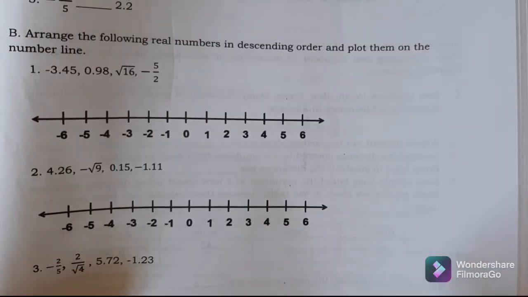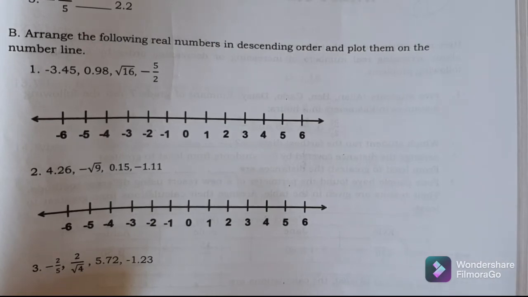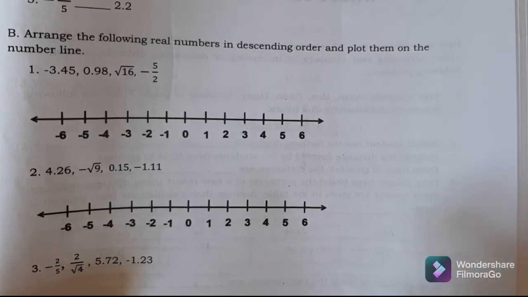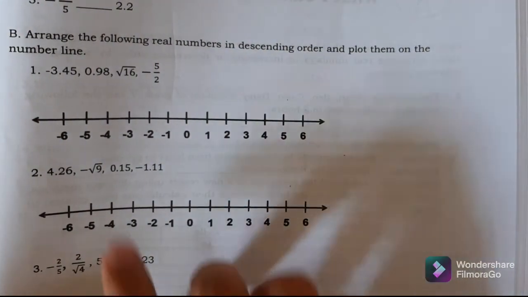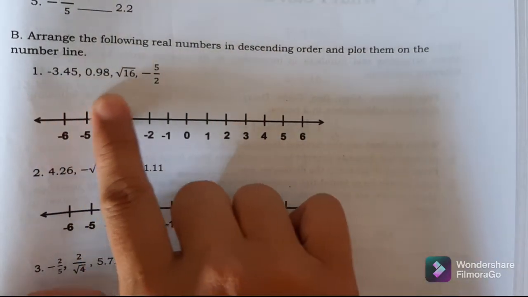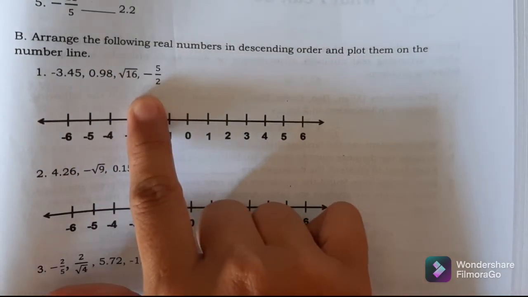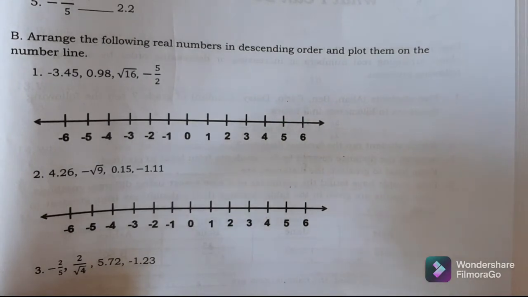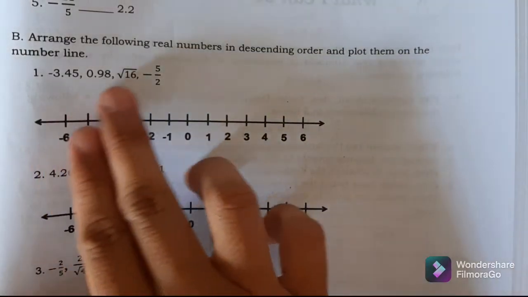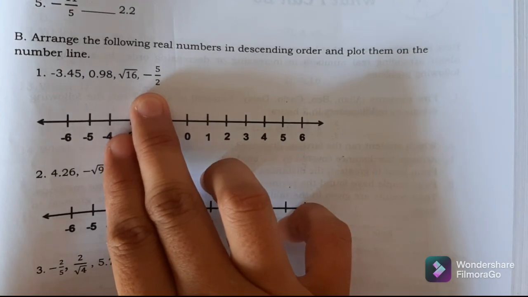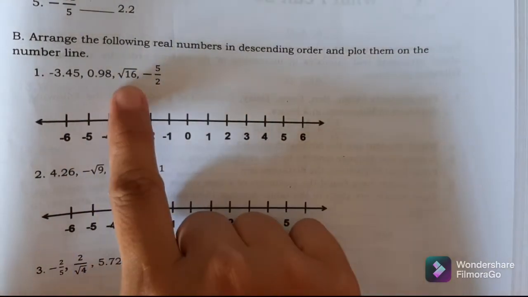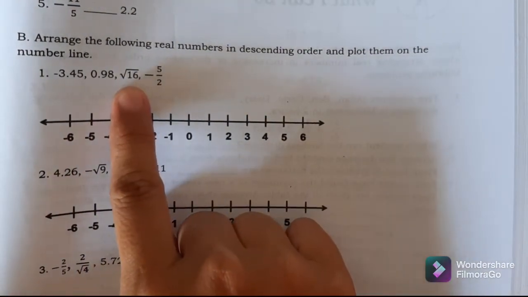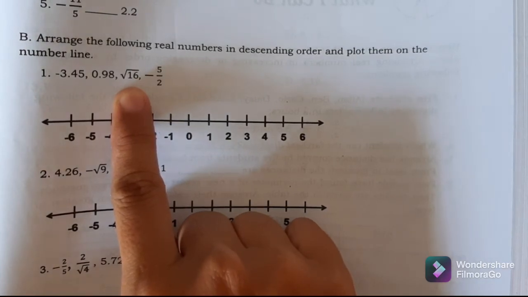You may also try answering part B. You're going to arrange the following real numbers in descending, pababa naman, and plot them on the number line. So, katulad nung ating step kanina, gawin siyang o silang mga decimal numbers lahat. Then, katulad ng pagpa-plot natin sa irrational numbers, diba? It will be easy for you. Kasi no need to determine whether, katulad nito, square root of 16 is a perfect square. Okay? May perfect square root niyan.